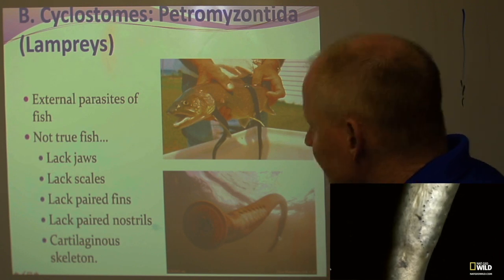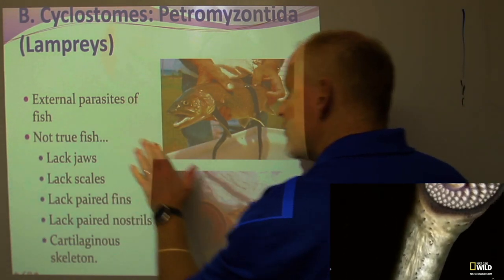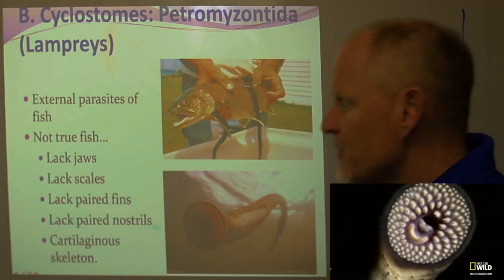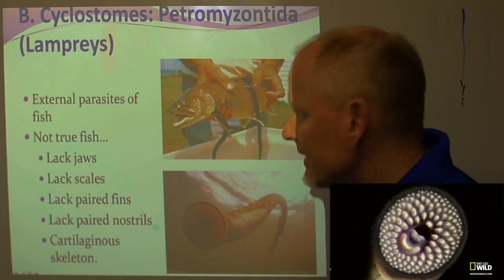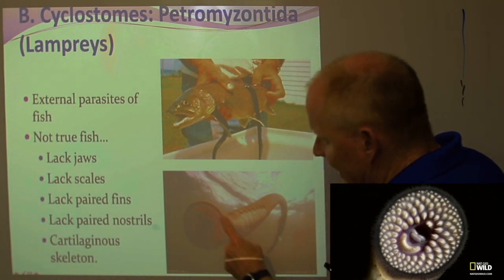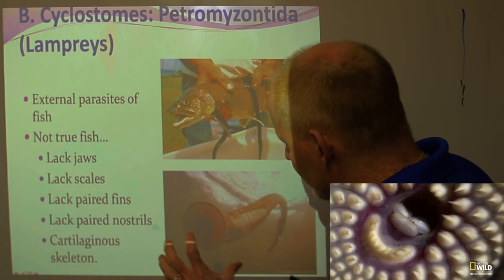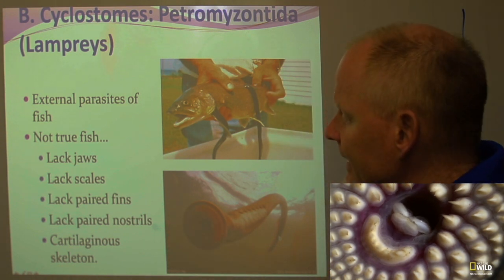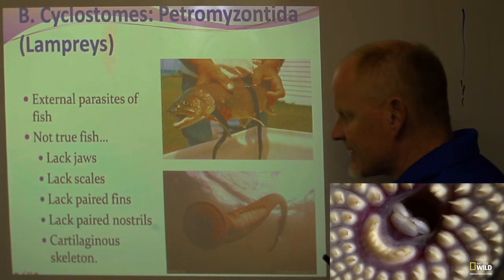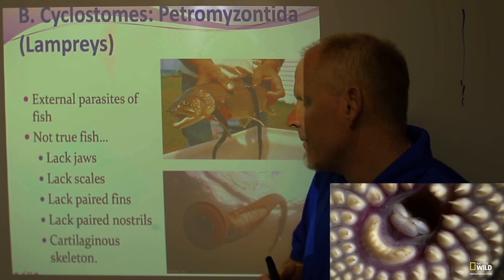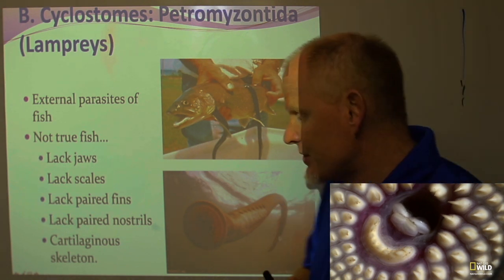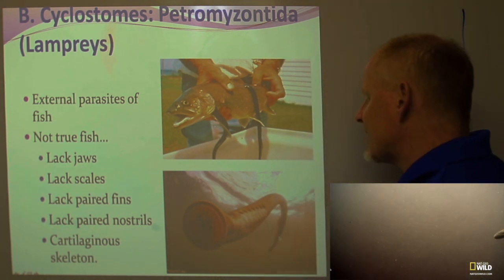All right, and so here are some of the major characteristics. Again, not a true fish, no scales, smooth skin, produce mucus. They lack jaws. They have a nice round mouth, cyclostome. And we'll zoom in and look at that mouth here in a second. And they don't have paired fins like true fish do. They only have one nostril, not two. And they have completely cartilaginous skeletons.